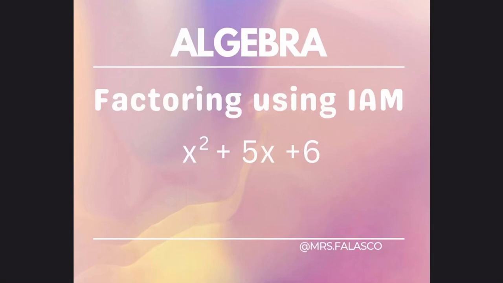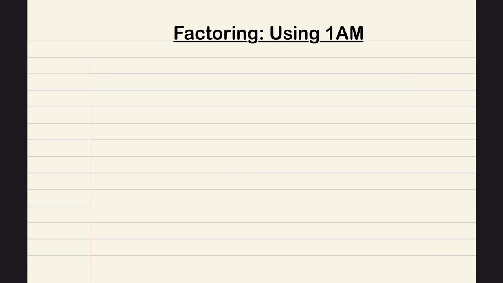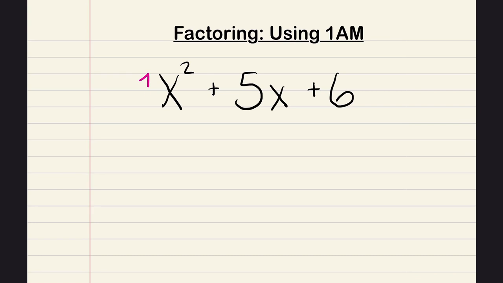Factoring using 1am. It's important to recognize that here we're really just factoring a trinomial. The method we call 1am because of a trick that we use with the factors. Let's talk about why we call it that. If we take a look at the example on the front page, x squared plus 5x plus 6, we note that the number in front of the x squared is a 1. So that's where the 1 comes from in 1am.